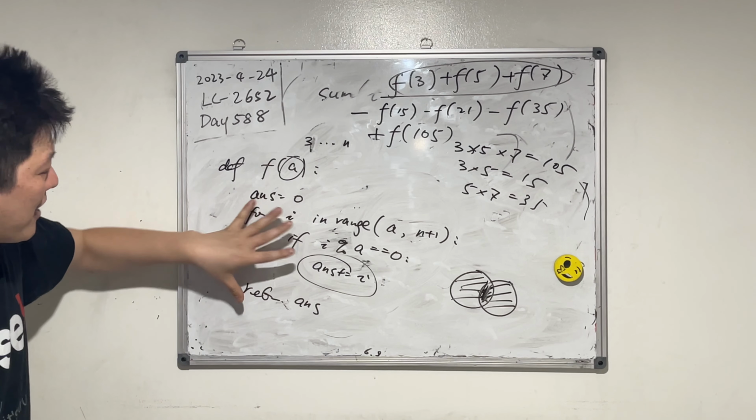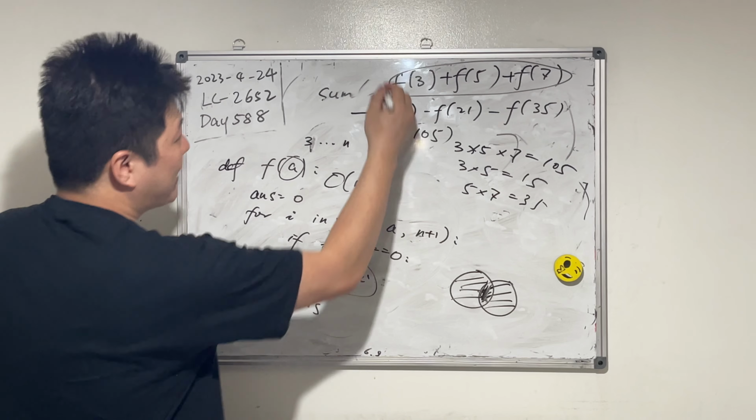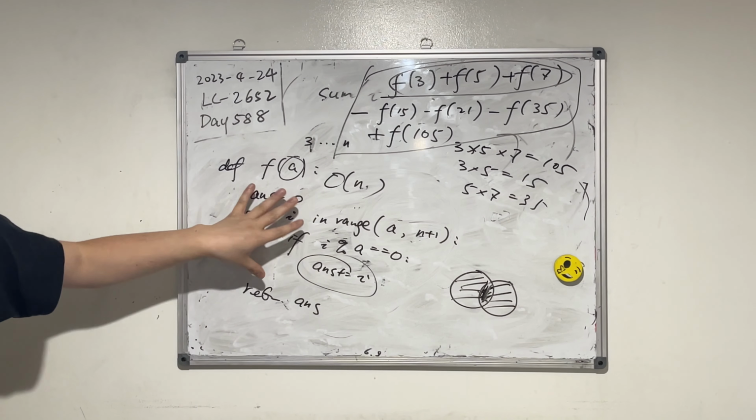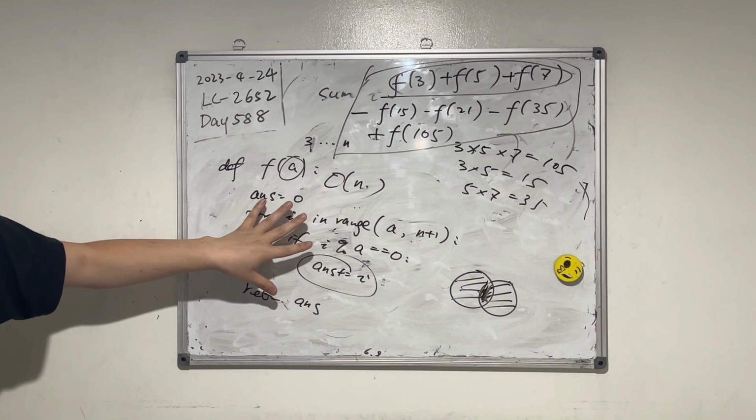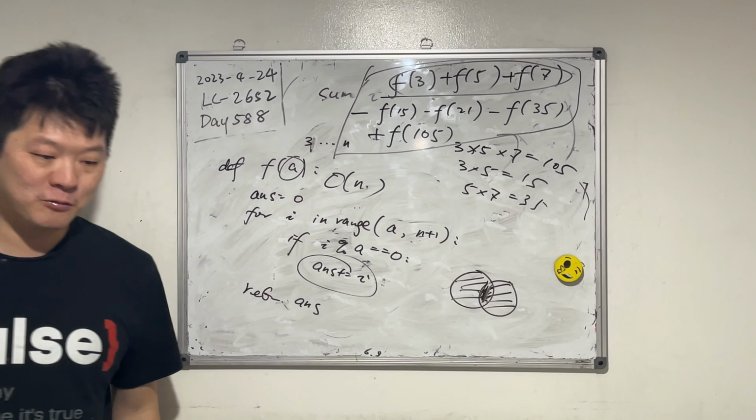Okay, so using this function, this is still O(n), right? And then we can do the math. The problem with this one is it still takes O(n) iteration. We can improve it, right? How? Good question. How do we improve it?